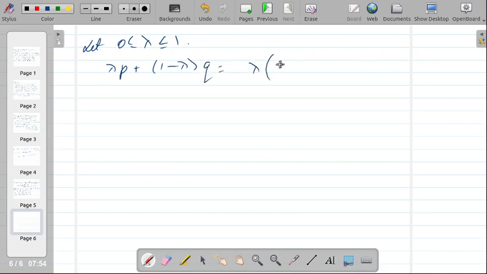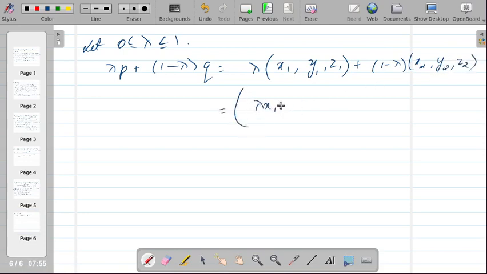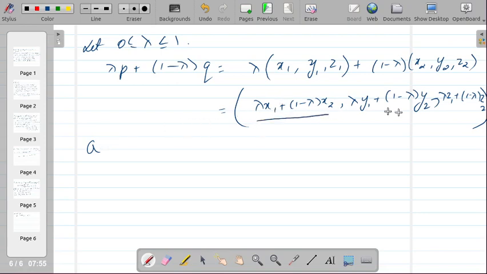This is equal to lambda into x1 y1 z1 plus 1 minus lambda times of x2 y2 z2. So this is lambda x1 plus 1 minus lambda x2, lambda y1 plus 1 minus lambda y2, lambda z1 plus 1 minus lambda times of z2. Let us see whether it satisfies this criterion or not. If it has to be a point inside H, it should satisfy a into this x coordinate plus b into y coordinate plus c into z coordinate, that has to be equal to d. So let us check.